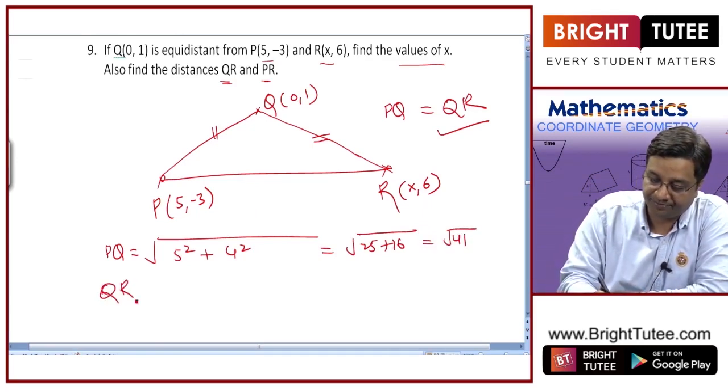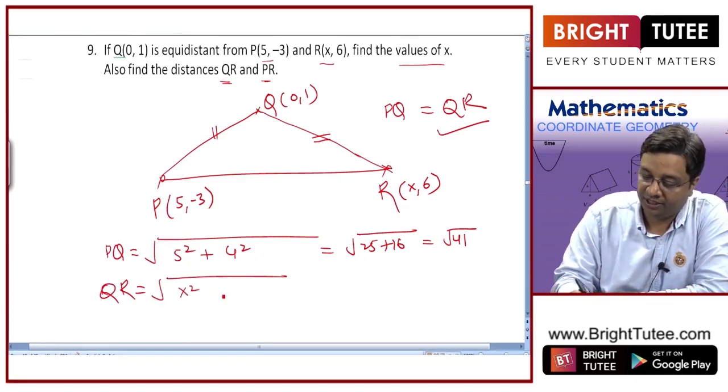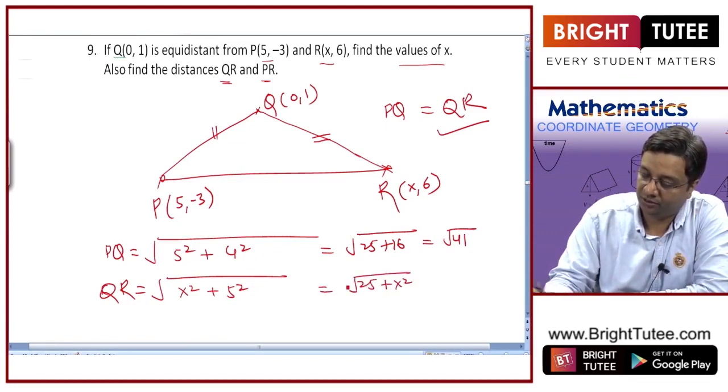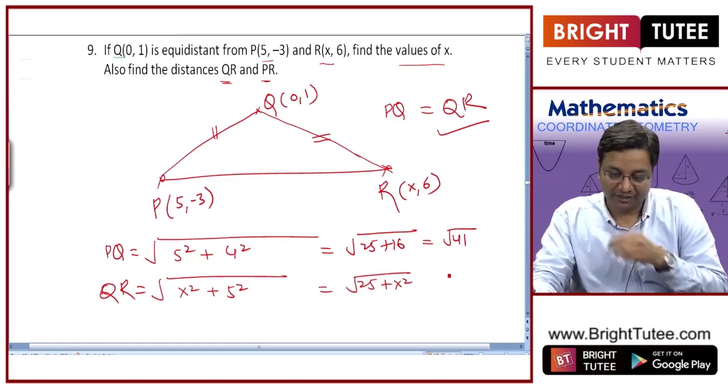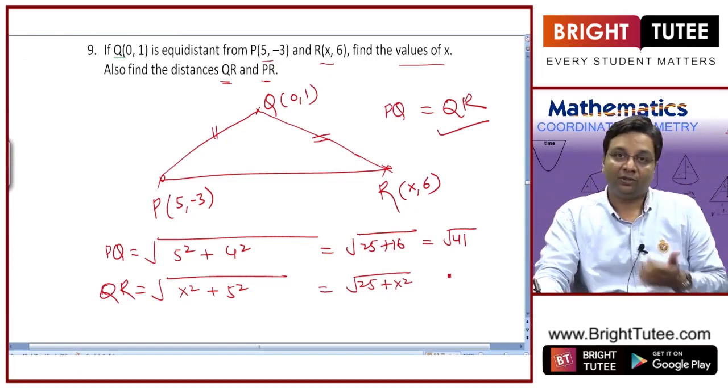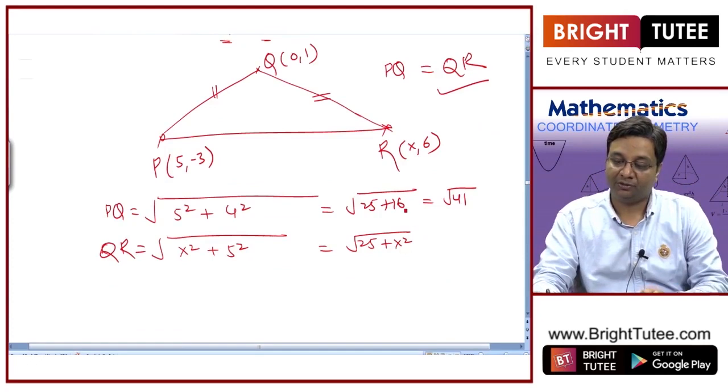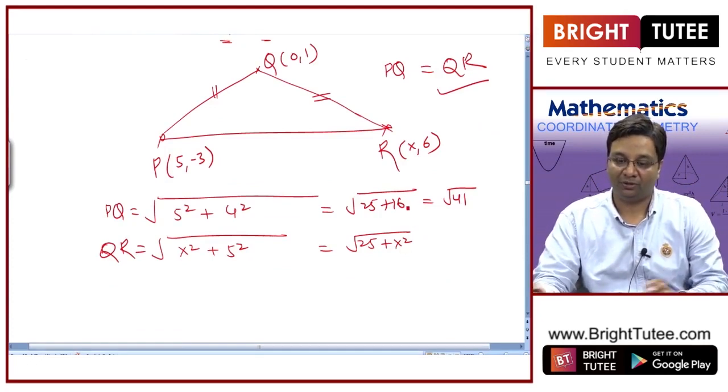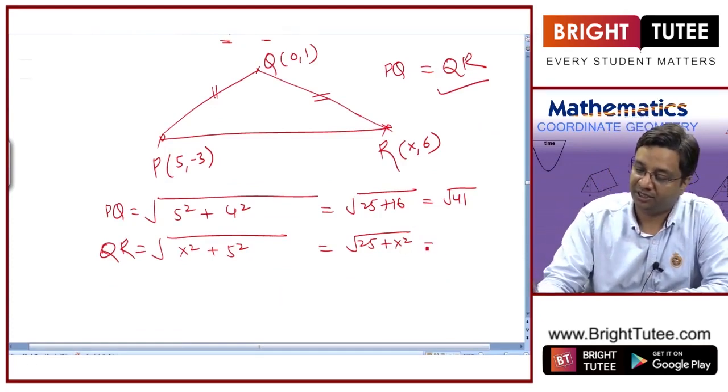What is QR? QR is x minus 0, x squared, 6 minus 1, 5 squared. This is equal to square root of 25 plus x squared, right? Now it is given that PQ and QR are equal. So it is pretty obvious that x squared is equal to 16. So x will be equal to how much? Plus minus 4.